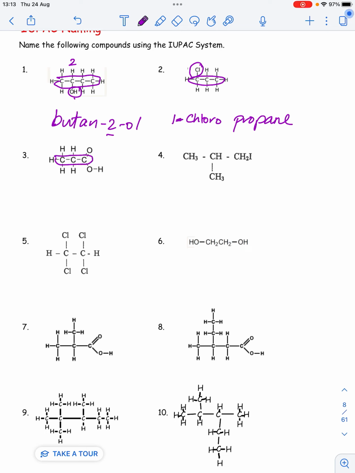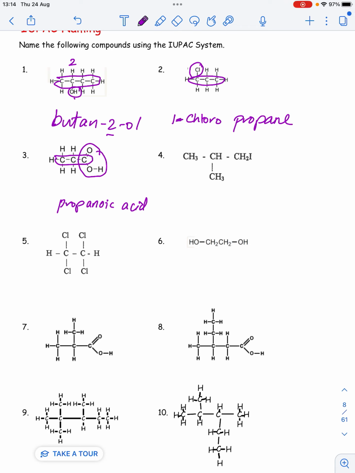Okay, 3 carbons here, that's prop. This group here is a carboxylic acid group, so that makes the ending anoic acid, so propanoic acid. There's no number needed because the carboxylic acids are always at the end, and there's nothing else on the molecule, so that's just propanoic acid.